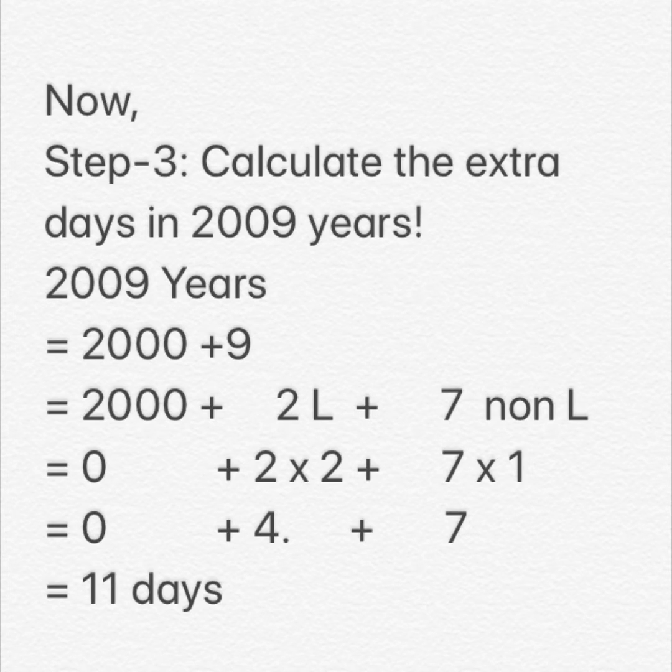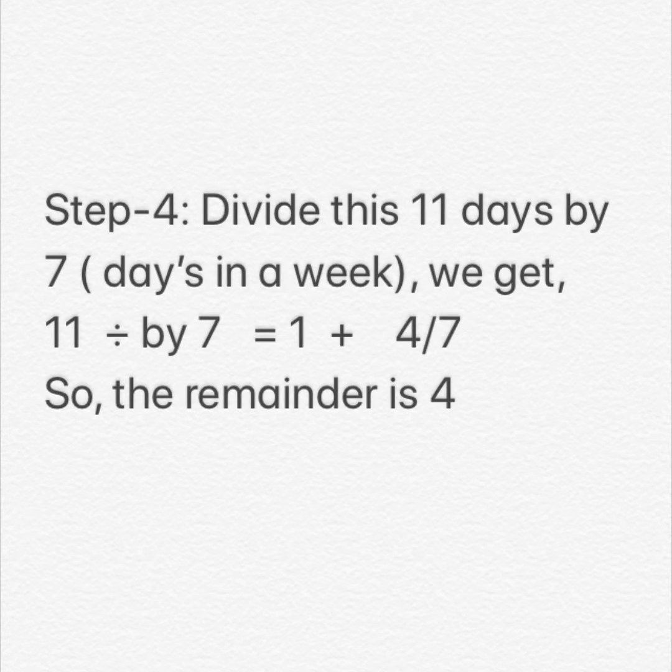So for 7 non-leap years, 7 into 1 means 7 days. To sum up, for 2000 years we end with 0. For 2 leap years, 2 into 2 we get 4 extra days, plus for 7 non-leap years we get 7 days. So finally 0 plus 4 plus 7, we end with 11 extra days. Now in the next step we divide these 11 days by the number 7. It is needless to mention that the number 7 is obtained from the number of days in a week. 7 days make up a week, no? Finally, when 11 is divided by 7, we get 7 ones are 7, 1 as the quotient, plus 4 remaining.